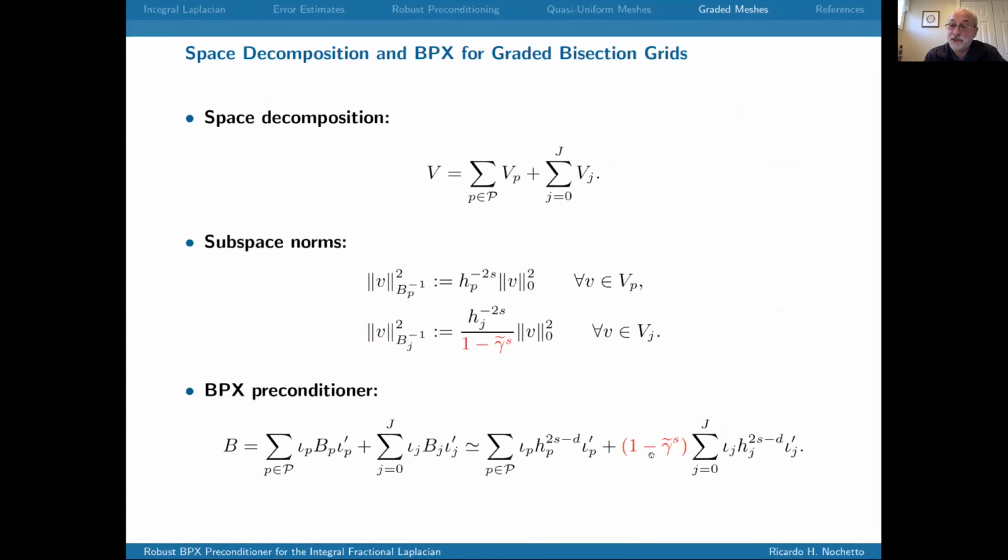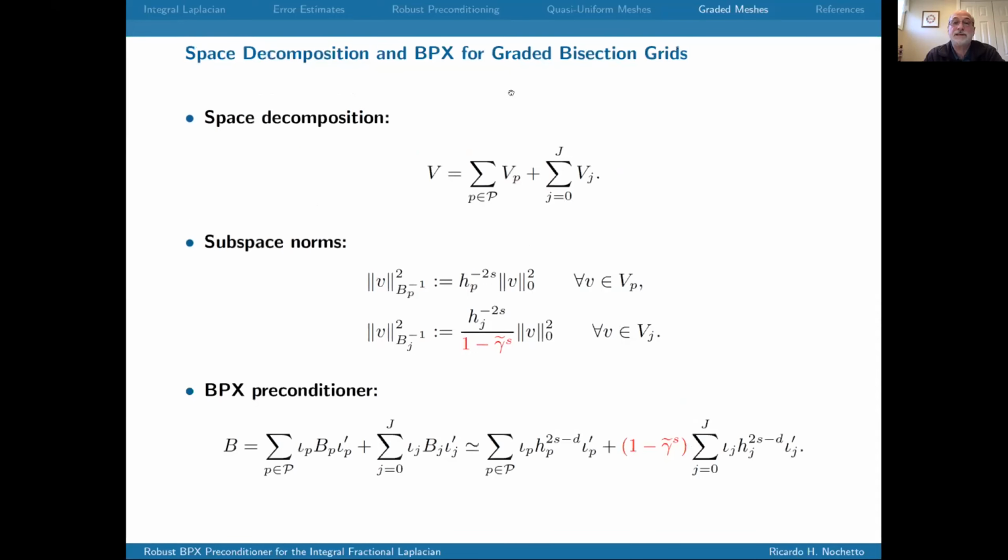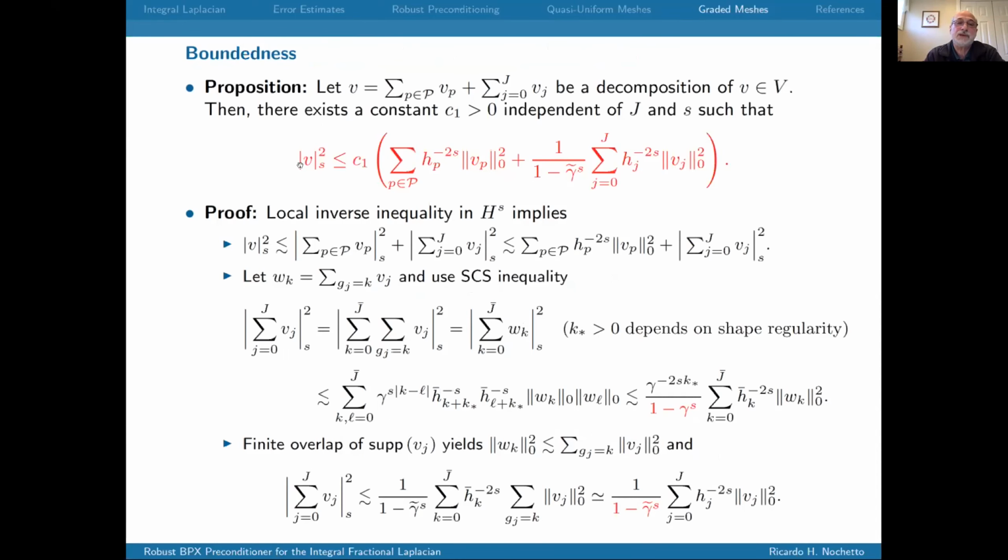Is this the right object? Now remember, our spaces are not uniform, there are refinements that might be fine somewhere and maybe coarse somewhere else. So what we can prove are two results. One is boundedness: for every function V in the space with this decomposition, finest and intermediate, the HS norm is controlled by the scales' L2 norms.